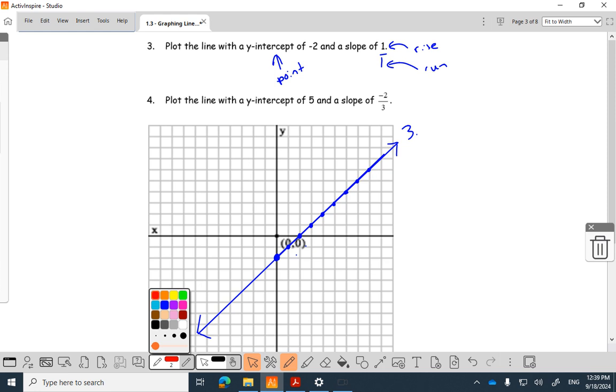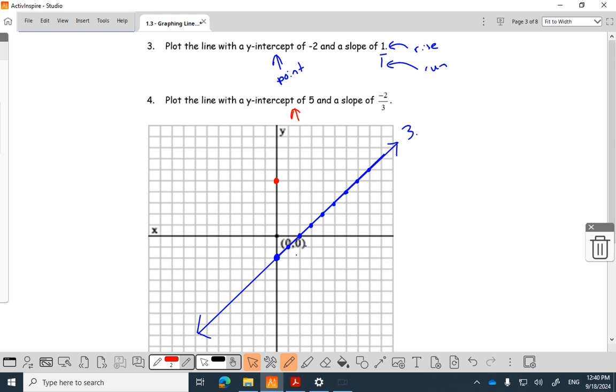Plot the line with y-intercept 5 and slope negative 2/3. Do they give a point? What's the point that they give? 5. This right here is a y-intercept of 5. And what does a y-intercept tell you about the point? Yeah, it's where it meets the y-axis. So I go along the y-axis up to 5. Once you get a point, you're well on your way here. Now, slope negative 2/3. Oh, it is a fraction.